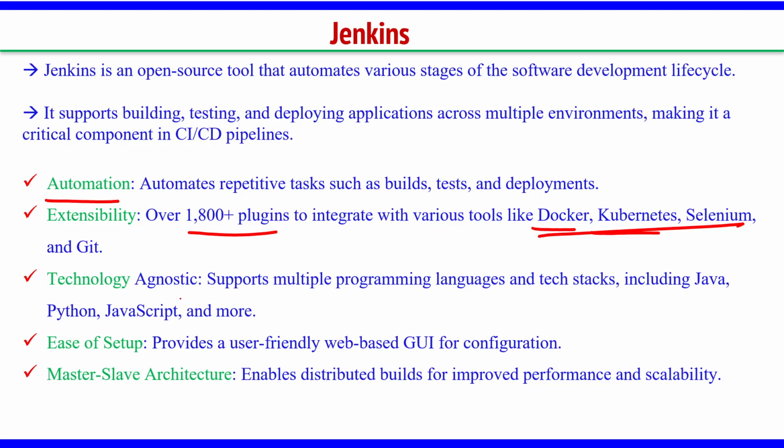Technology agnostic means it supports multiple programming languages and technology stacks like Java, Python, JavaScript, anything. Ease of setup: using Jenkins is very easy because it is a GUI based tool. In the browser, you can create a Jenkins account, log in from the browser, and do whatever you want to do. You can just load the data into GitHub. Since you are integrating Git with Jenkins, it will automatically detect and do all the tasks, right?